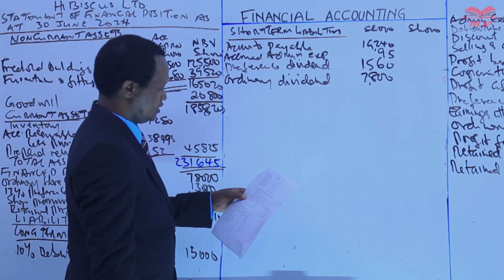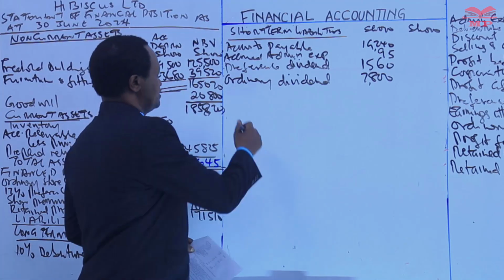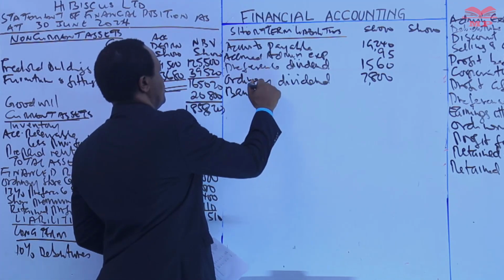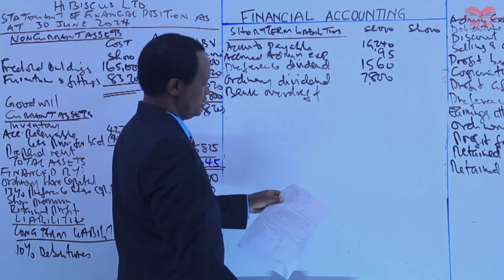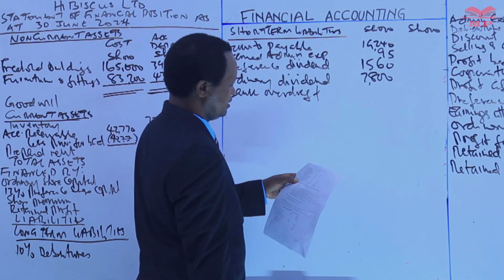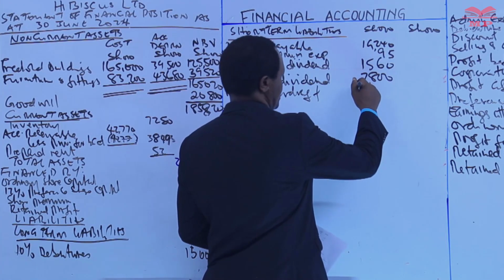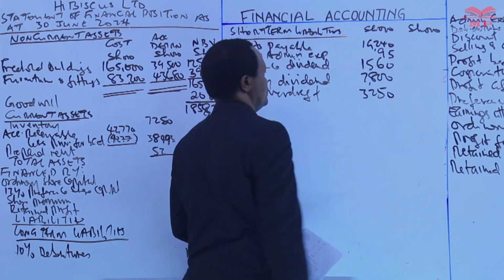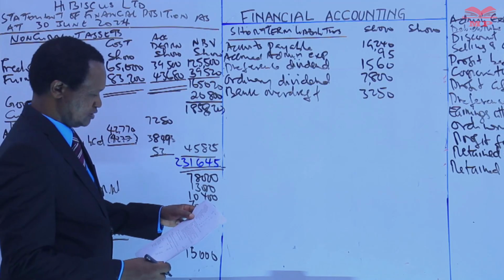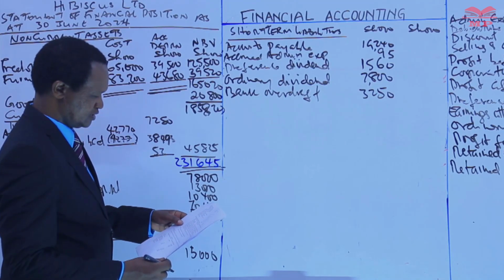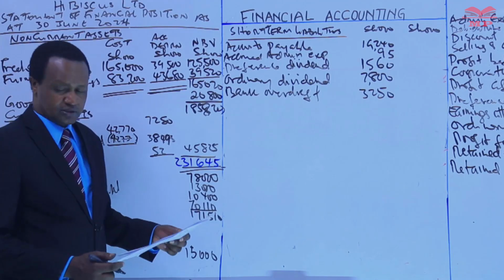Do you have any other liability? Yes, you have the bank overdraft. Bank overdraft is a liability. The company is owing the bank 3250. You can see it is on the credit side of the trial balance. Do you have any other? Can you see any other?